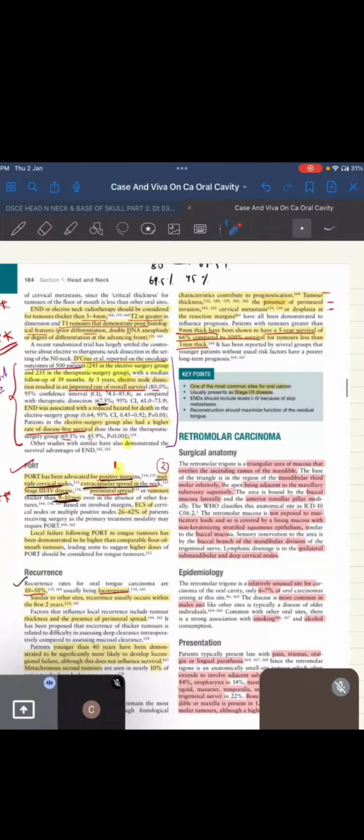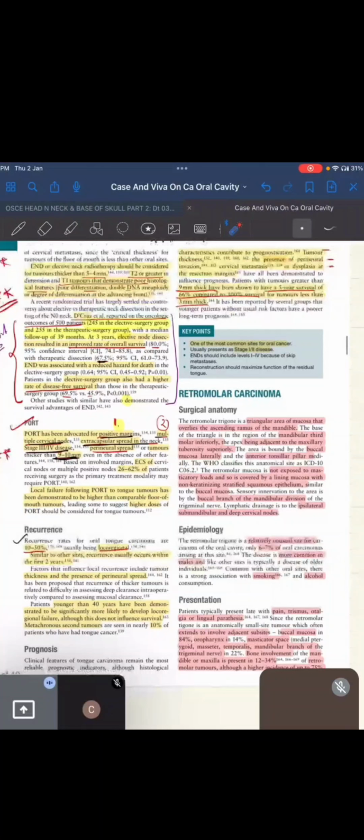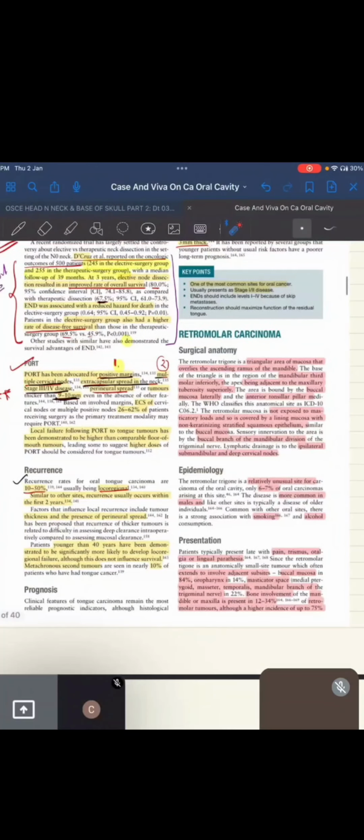And basically, the group where elective neck dissection was done had an improved rate of overall survival and reduced mortality as compared to the other group. So that's what they are trying to mention over here. So this is an important paper. Please go through it. Okay.